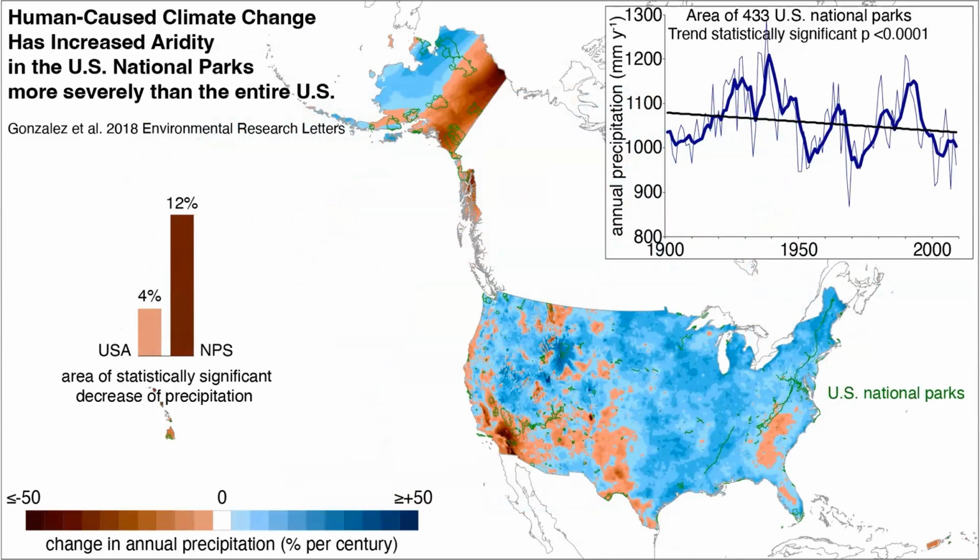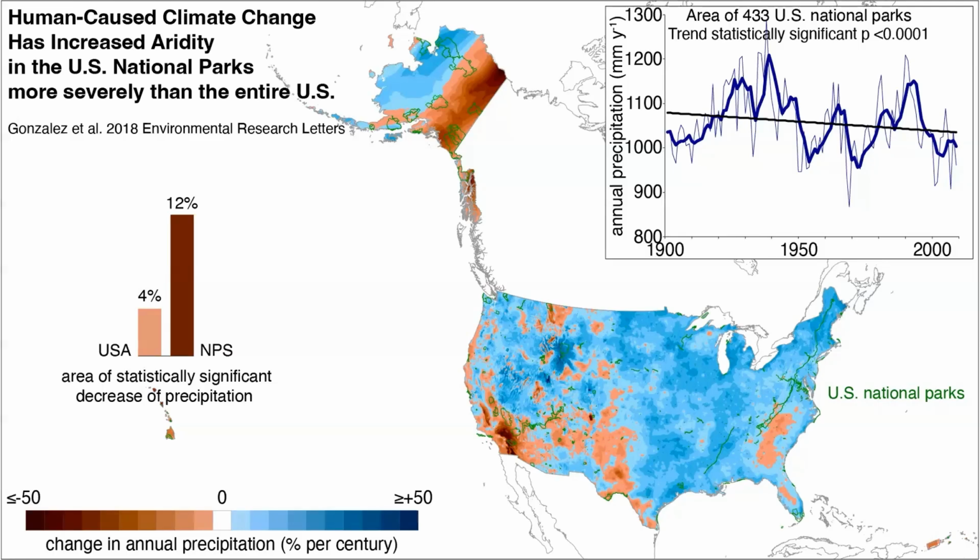And here again, climate change has exposed the national parks disproportionately to aridity. This is the fraction of the area that experienced a statistically significant decline in rainfall. And you can see 12% park surface area versus 4% of the US. So human-caused climate change is disproportionately exposing our US national parks to increased heat and increased aridity.